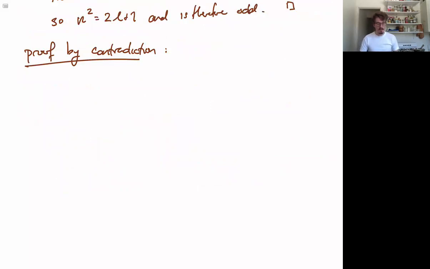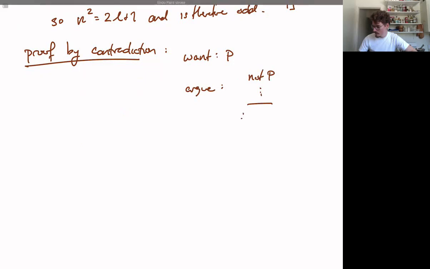So this is another sort of indirect strategy. The way this one looks in outline is we want some proposition P to be true. And we argue that starting from the premise not P and some intermediate steps, we arrive at a contradiction, something that is always false.